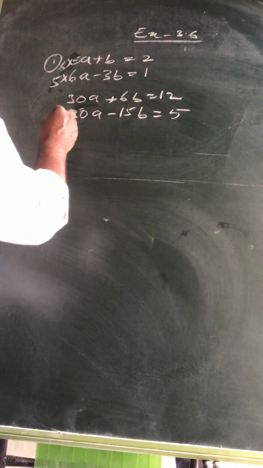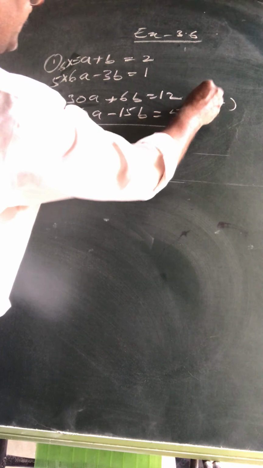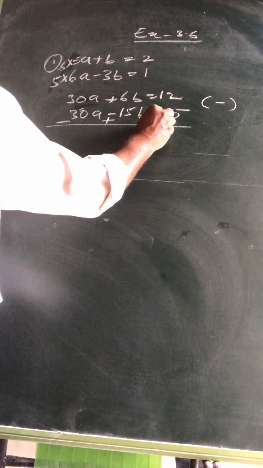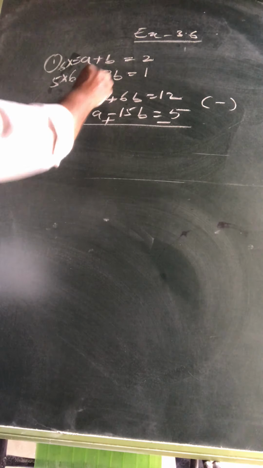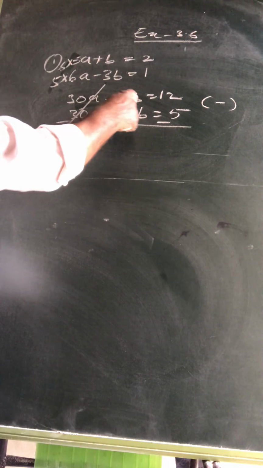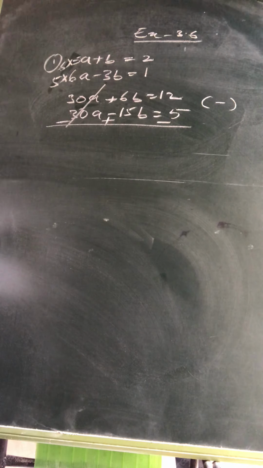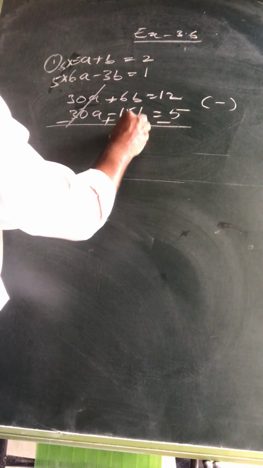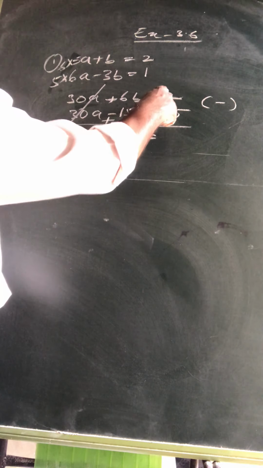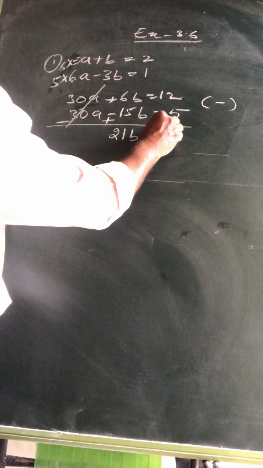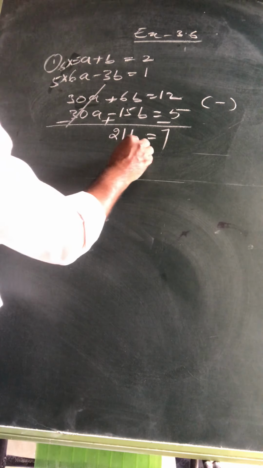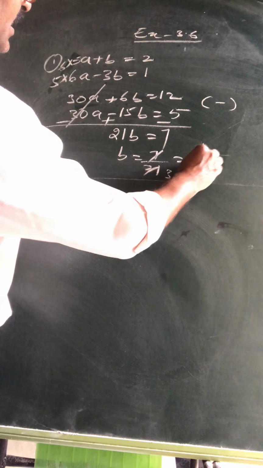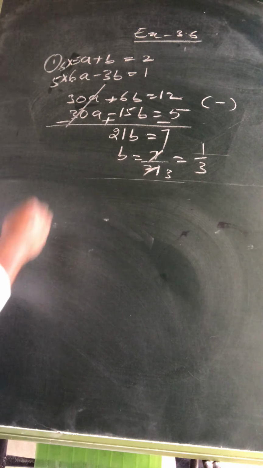Now we have to solve it by subtraction to eliminate a. The minus becomes plus. The 30a is cancelled. 6b plus 15b, how much? 21b is equal to 12 minus 5, which is 7. Therefore b is equal to 7 by 21, which is 1 by 3. Did you get that?